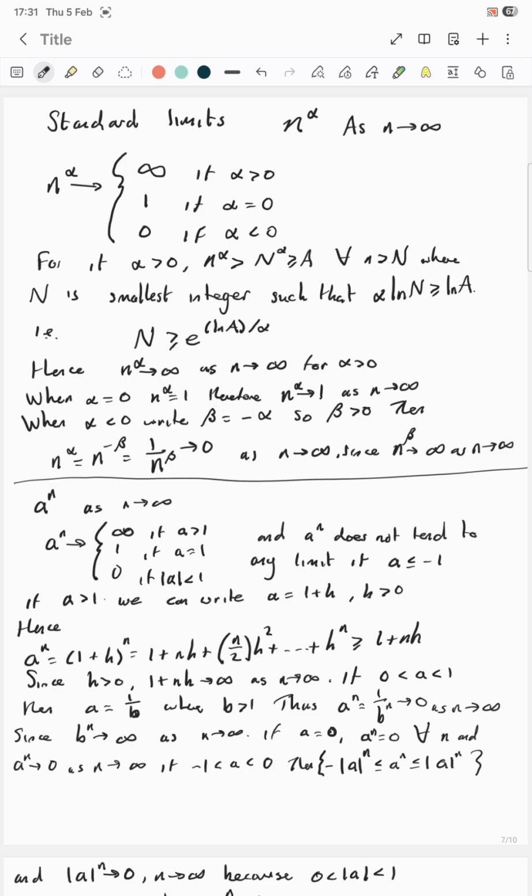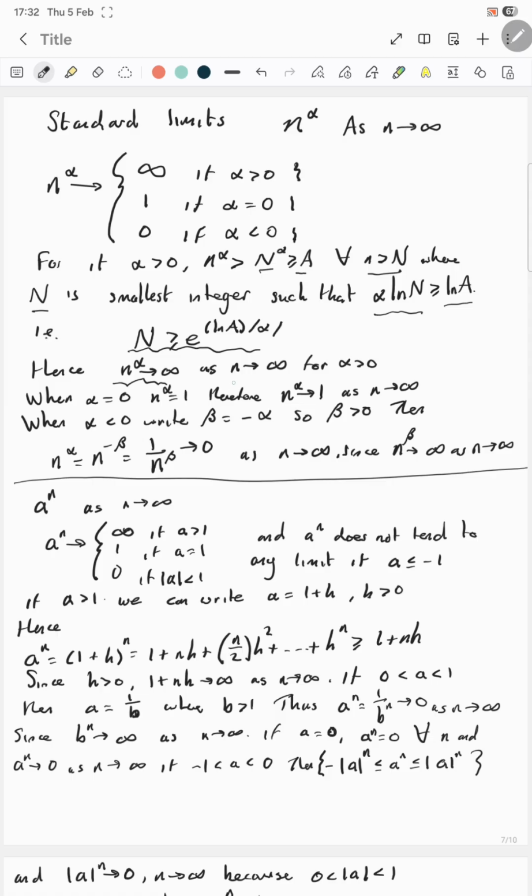As n goes to infinity, n to the alpha goes to infinity if alpha is greater than 0, 1 if alpha equals 0, and 0 if 0 is greater than alpha. For if alpha is greater than 0, n to the alpha is greater than uppercase N to the alpha, which is greater than or equal to A for all n greater than N, where N is the smallest integer such that alpha times the logarithm of N is greater than or equal to the logarithm of A, i.e. N is greater than or equal to e to the ln of A over alpha.